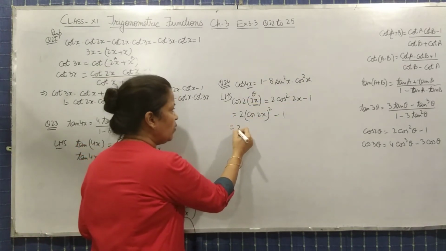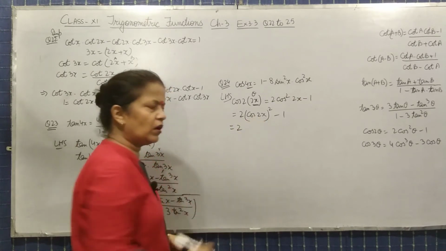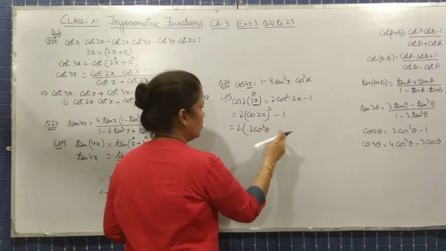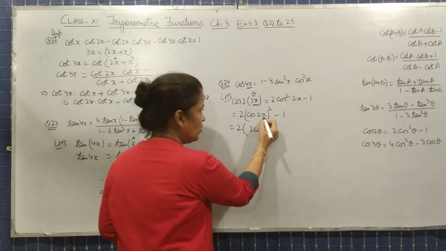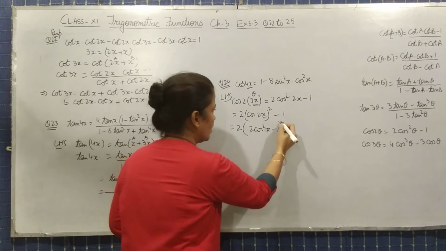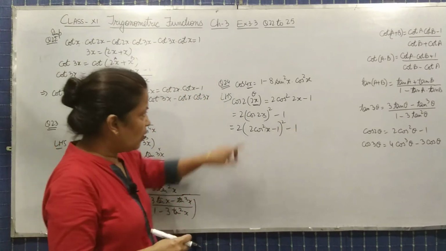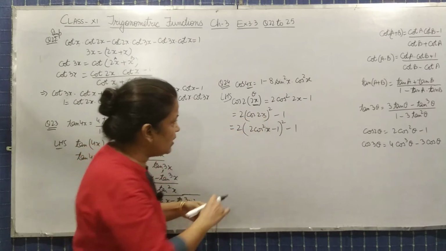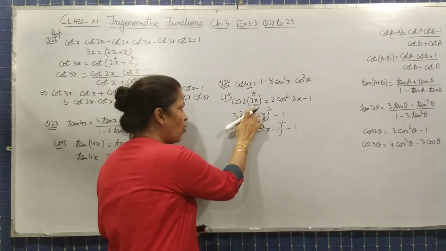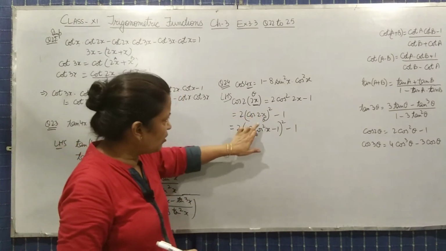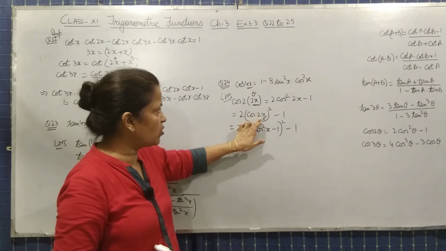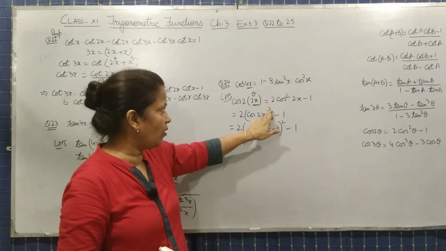Now again we will use the formula of cos 2 theta. Cos 2 theta is 2 cos square theta minus 1. Here theta is x. So 2 cos square x minus 1, and whole square. What we did: in cos 2x, this whole was theta, and now it has been converted so that only x is theta. So 2 cos 2 theta is 2 cos square theta minus 1 and whole square.